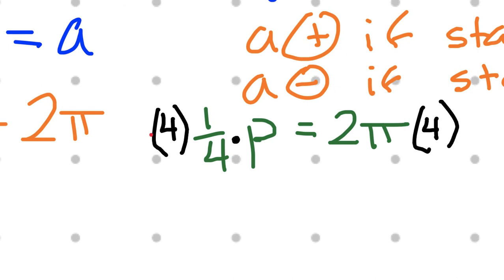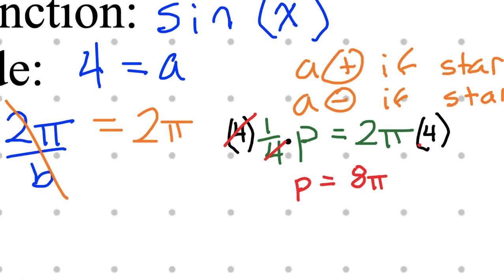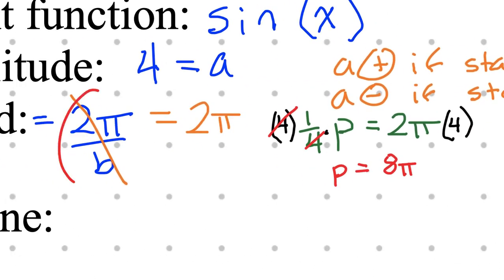Sam sees that it's going to cross-cancel these 4s. I'm left with the period is equal to 8 pi. I know it repeats every 8 pi. And hey, I have a formula that gives me a period now. Now I'm going to finally use the formula. So I'm rewriting this 2 pi divided by b, which is the entire period, which we now found. The entire period is 8 pi. Well, the entire period is also 2 pi divided by b.